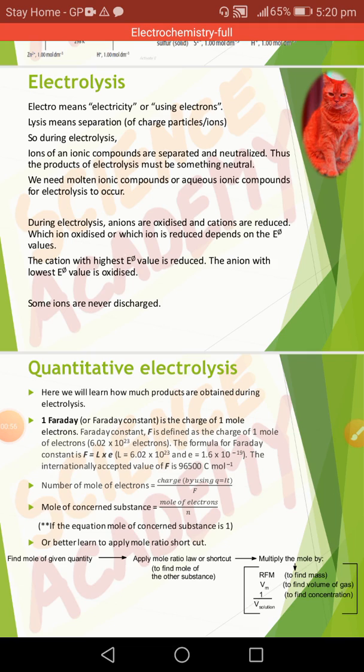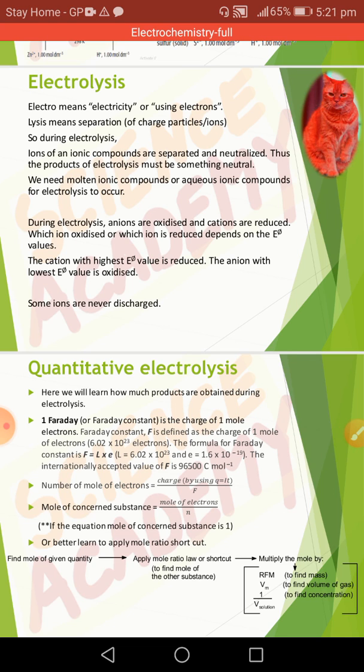Welcome back. So you know that during electrolysis what happens is that a charged substance or an ion, any ion which may be positive or which may be negative, gets neutralized. That means during electrolysis an ion has to be converted to a neutral form.